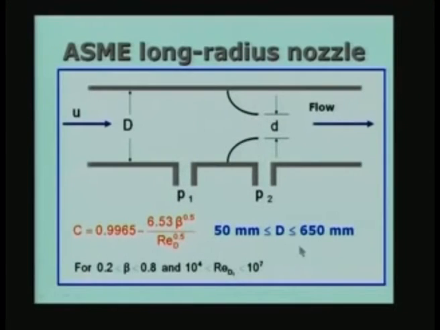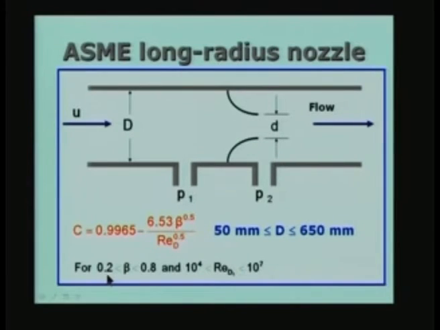So if you go back to the sketch, you will see that the long radius nozzle can have values of beta between 0.2 and 0.8 and Reynolds number between 10 to the power of 4 and 10 to the power of 7. Normally below 10 to the power of 4 we do not use any of these devices. In most applications the Reynolds number is certainly more than 10 to the power of 4.